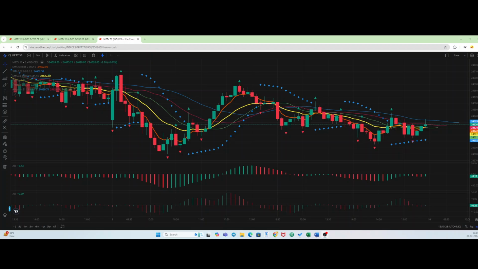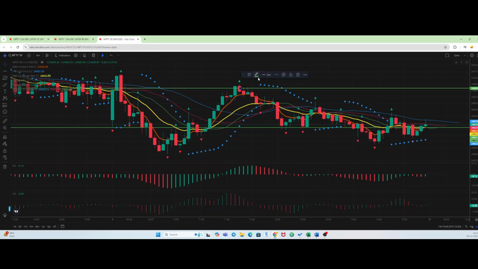So now you can see here, Nifty 50. The first candle, you can see I am marking here. First candle, this is the bottom, and this is the top. Top I am putting as a resistance, red color. Bottom I am putting as a green color.